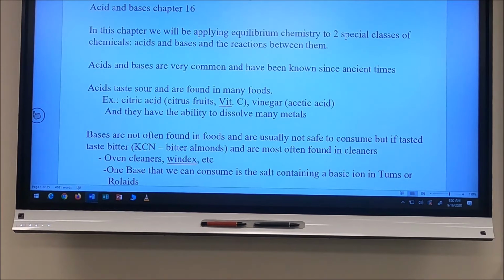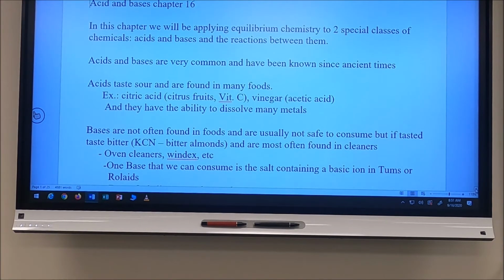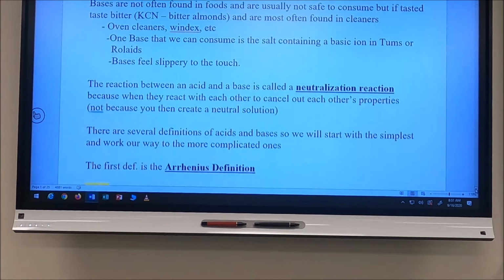Bases are not often found in foods. They're not usually safe to consume. But if you were to taste a base, they're going to be bitter. So they talk about potassium cyanide tasting like bitter almonds. It's an old-fashioned way to poison somebody.